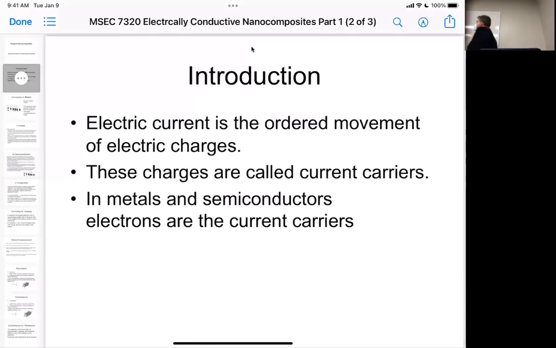So electrical current is an ordered movement of electric charges. So you have to have a potential that allows it to go from one place to another. These charges are called current carriers, okay? Not everything that carries current carries it with electrons, okay? So you can actually have ions move, you can have other things move in the system, but what we're gonna be talking about in this is electrically conductive. And in metals and semiconductors, electrons are the charge carriers. Okay, so that's the ones that are going to carry stuff.